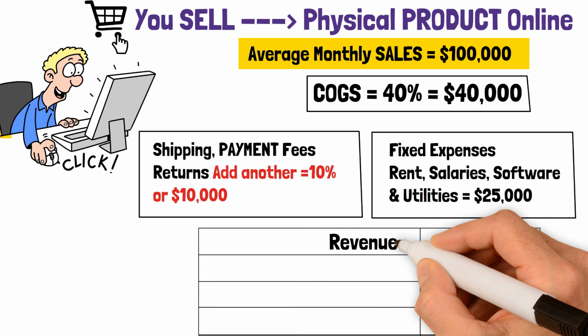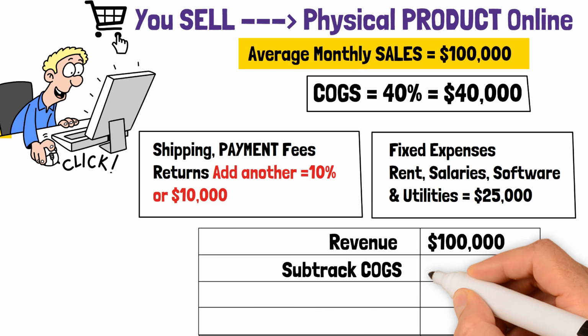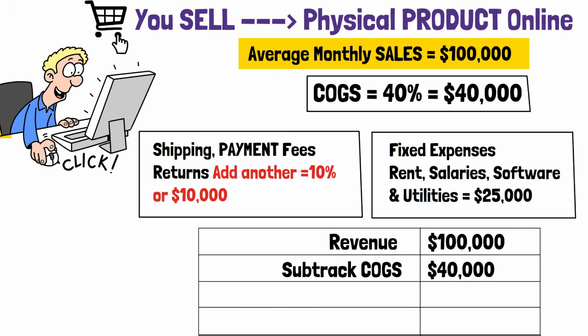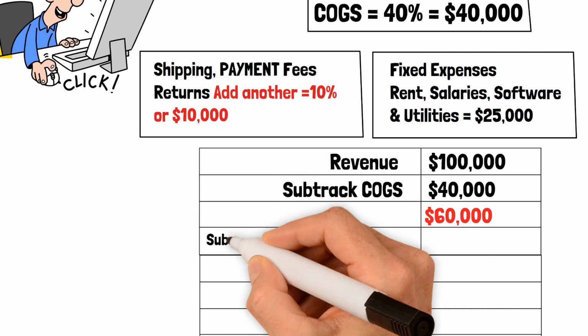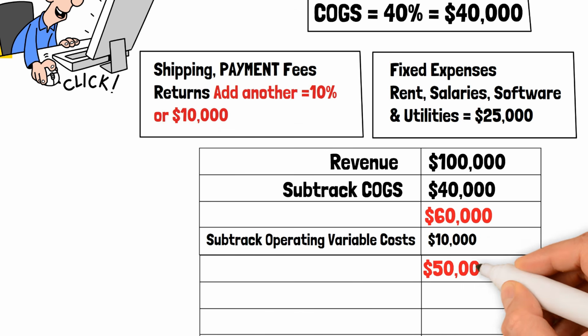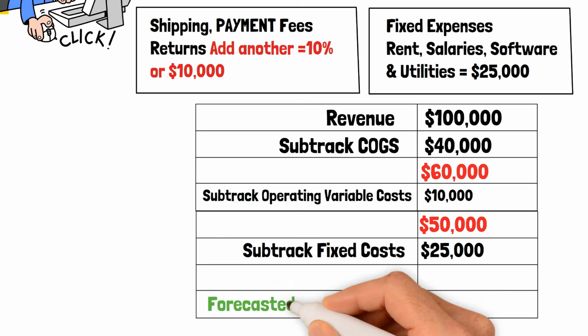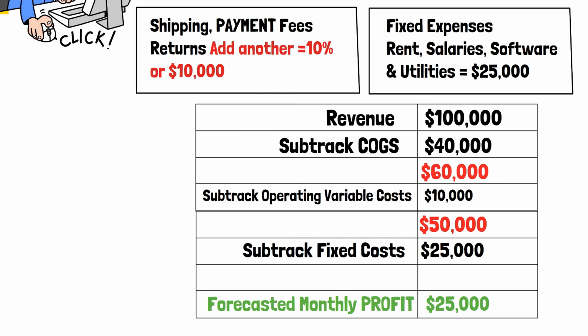Start with revenue of $100,000. Subtract cost of goods sold of $40,000. This leaves $60,000. Subtract operating variable costs of $10,000. Now you have $50,000. Subtract fixed costs of $25,000. Your forecasted monthly profit is $25,000.